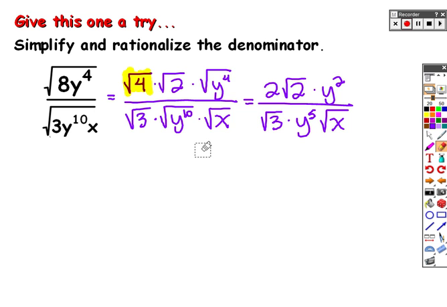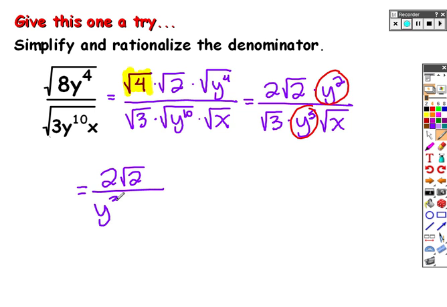Okay, so now let's rewrite this. Actually, we can clean it up a little bit first. I have 2 y's in the top, 5 y's in the denominator. So 2 in the numerator would cancel with 2 in the denominator, which would leave you with 2 square root of 2. And in the denominator, I would have a y cubed now. And then I have a 3 and an x under the square root. So cancel those 2 y's. This is where you're at.